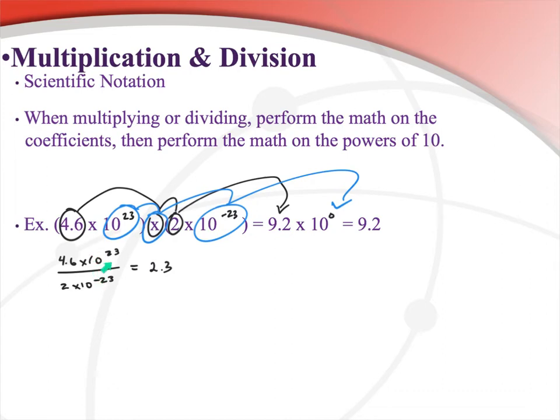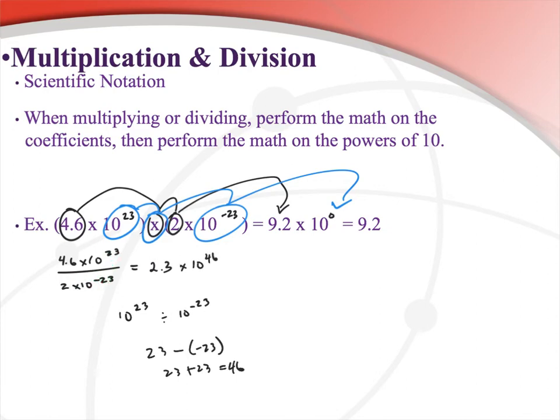And then I look at the math here on my exponents. I've got 10 to the 23rd and 10 to the negative 23rd, and since I'm dividing, it's going to be 23 minus negative 23, right? Which is really just 23 plus 23, so that's going to be 46. So the answer to the second one is 2.3 times 10 to the 46 because I'm subtracting exponents with this division here.